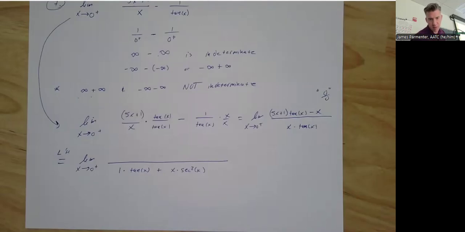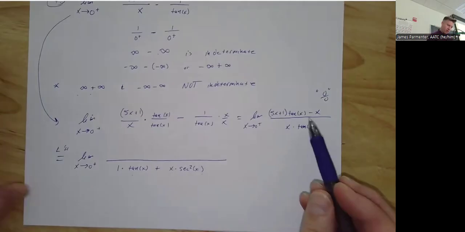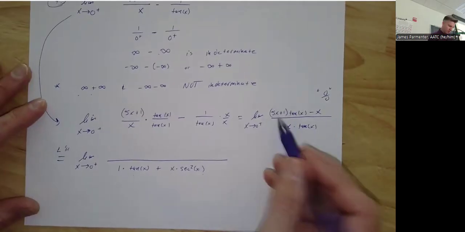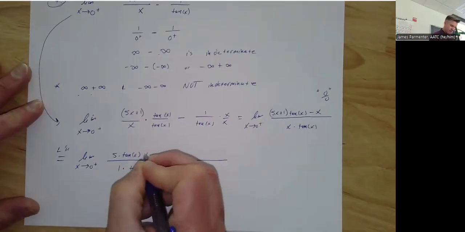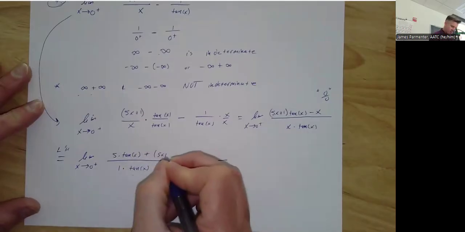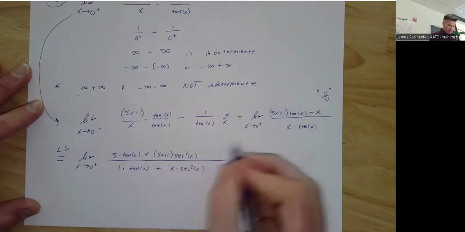There's the problem I was looking for. Cool. Let's see. The bottom derivative is 1 times tangent plus x times secant squared. The top, a little bit grosser. The derivative of 5x plus 1 is 5. Leave the tangent alone. Plus, leave the 5x plus 1 alone. The derivative of tangent of x is secant squared of x minus 1.